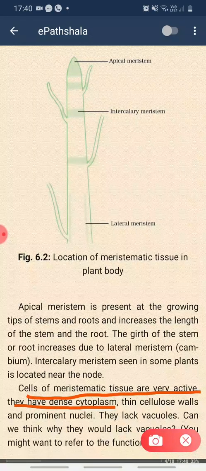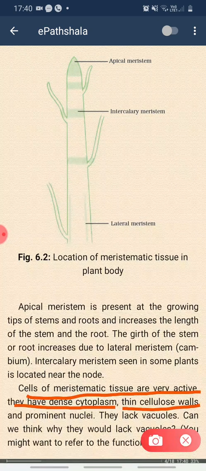Okay, they have a lot of things in them that will help them to divide. They have all those things that are required for division of the cell. So they are very active, they have dense cytoplasm and thin cellulose walls. Cellulose walls means the plant cell has a wall also. Apart from the cell membrane, there is a wall as well, right? So this cell wall is very thin, so that it can easily keep on dividing and multiplying.